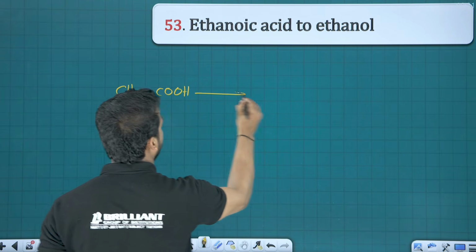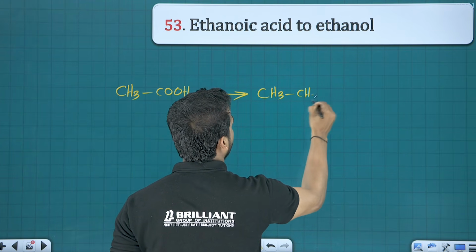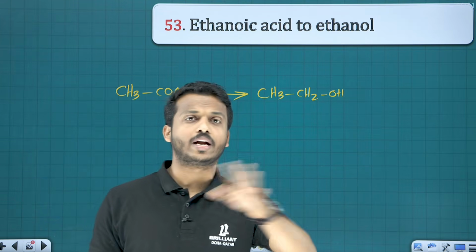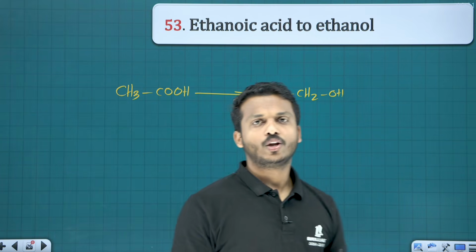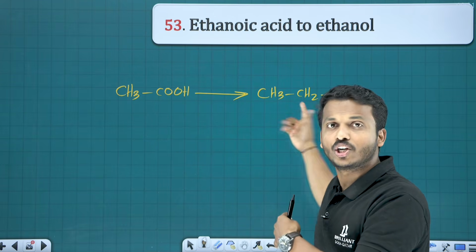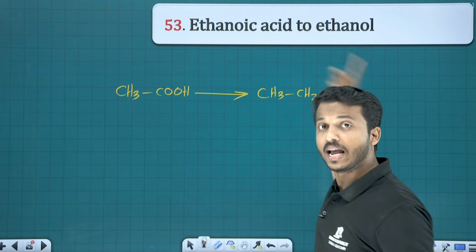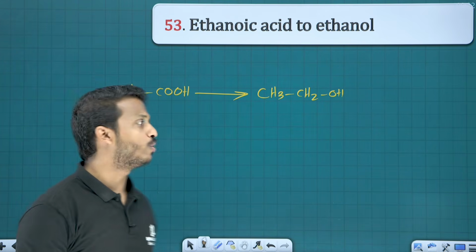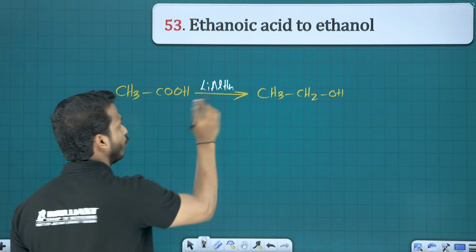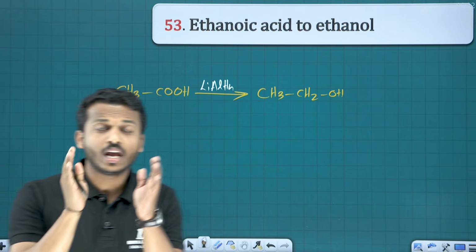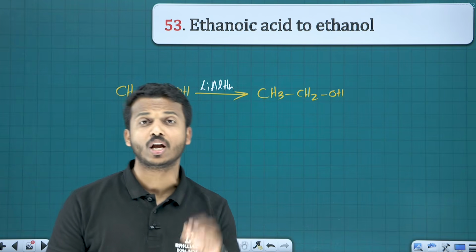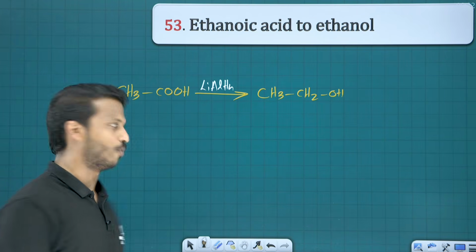Next, ethanoic acid. What is ethanoic acid? CH3COOH. Ethanoic acid to ethanol, just one step. How will you convert an acid directly to primary alcohol? Strong reduction, right? With mild reduction you get aldehyde or ketone, then with further reduction you get alcohol. If you want to convert acid directly to alcohol, we have to use a strong reducing agent. What is a strong reducing agent? We use LiAlH4, followed by hydrolysis. So to convert carboxylic acid directly to primary alcohol, the reagent is the strong reducing agent LiAlH4.